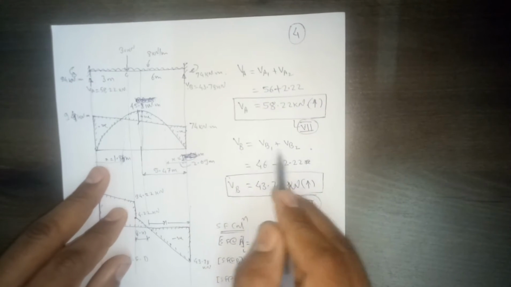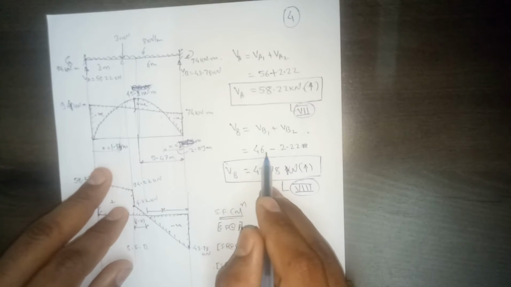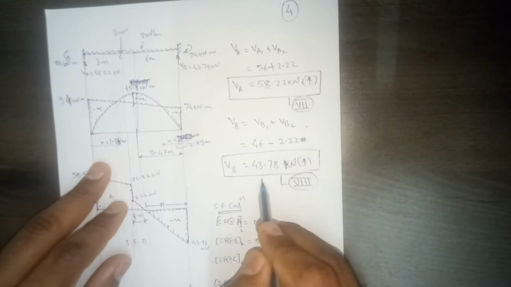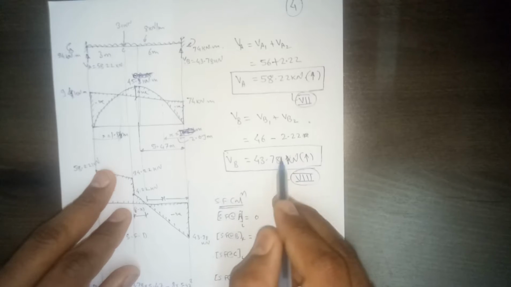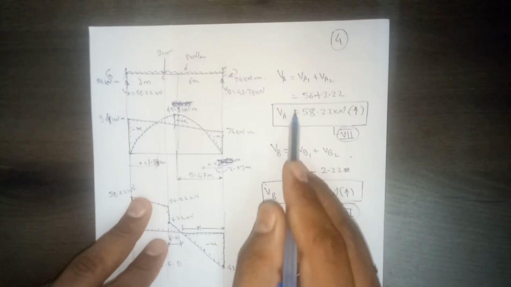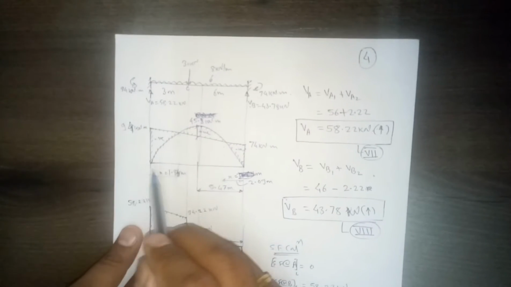But at VB, one is positive, another one is negative. So like 46 minus 2.22. So there will be subtraction and you will get this as the final vertical reaction. So that's how you can calculate final vertical reactions.